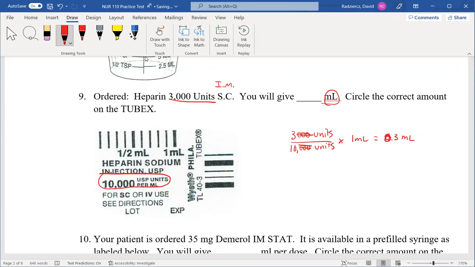So 0.5, 0.6, 0.7, 0.8, 0.9, 1. Okay, so we know this is 0.5, so this is 0.4. This would be 0.3. So they might ask you to circle it. They might ask you to mark it, but that would be your 0.3 milliliters on your Tubex. And the only reason I'm circling is because that's what this direction said.